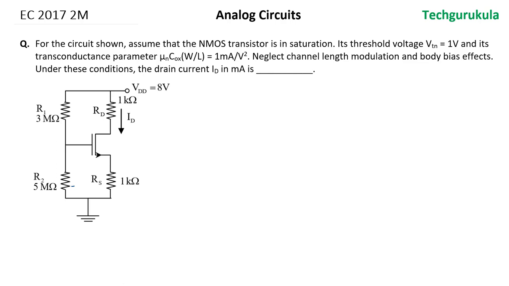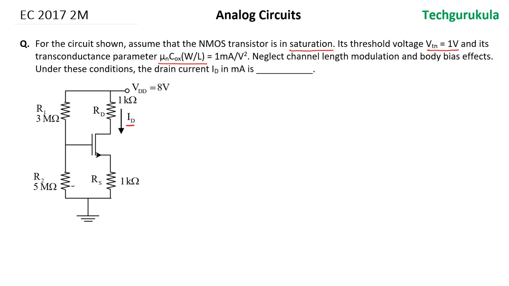For the circuit shown, assume that the NMOS transistor is in saturation region. Its threshold voltage VTN is equal to 1 volt and its transconductance parameter mu Cox W by L is 1 milliampere per volt square. Neglect channel length modulation and body bias effects. Under these conditions, the drain current ID in milliamperes is dash. ID here is what is being asked.